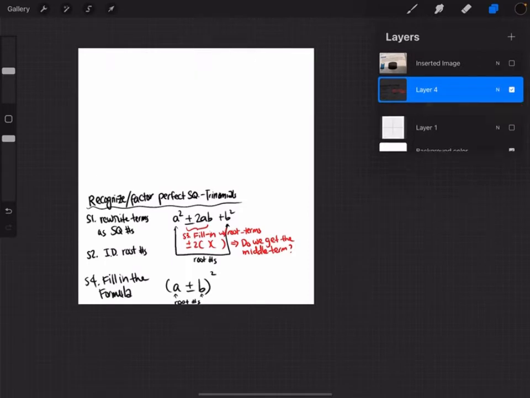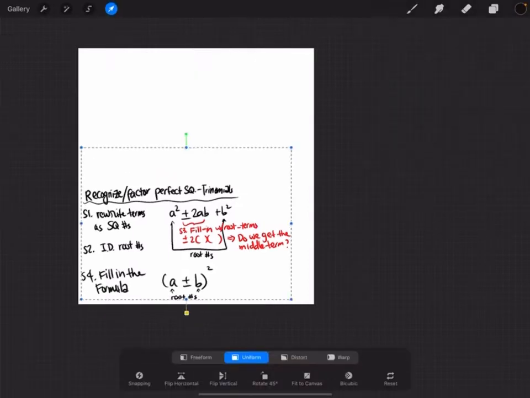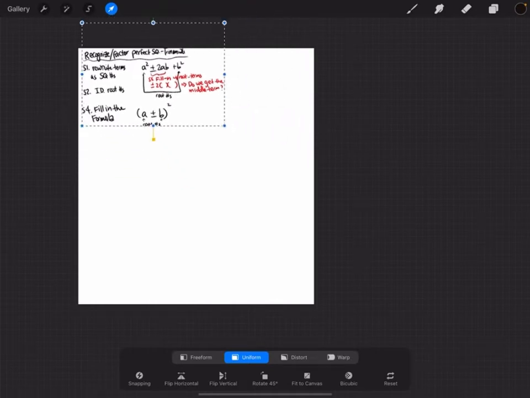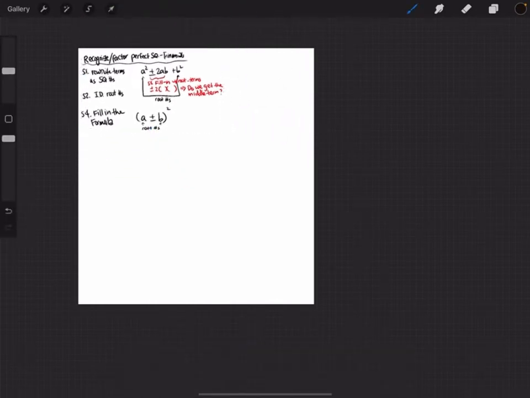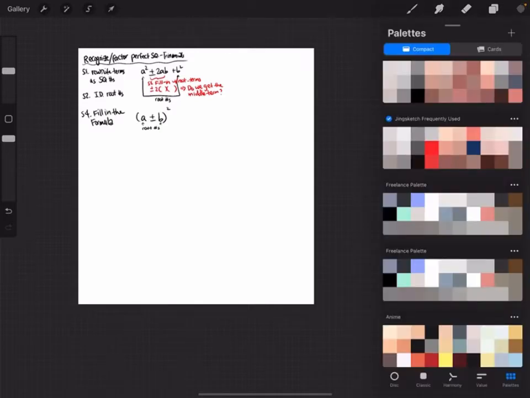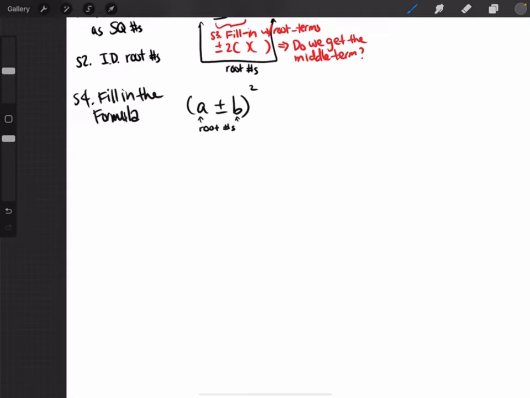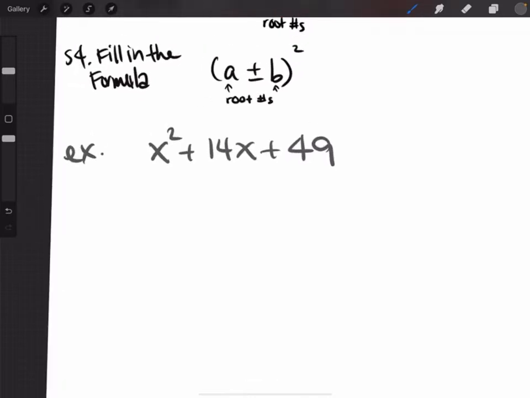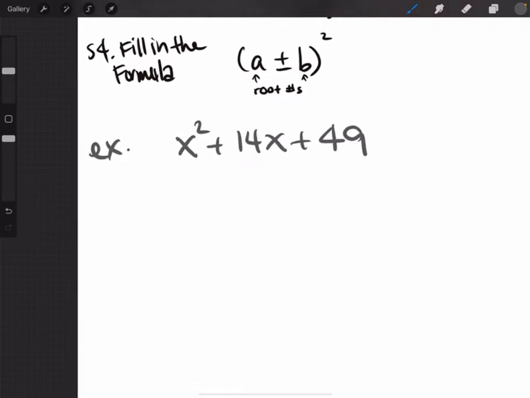Let's delete those and bring this up over here, making it smaller so we can use it for reference. Here's an example: x squared plus 14x plus 49. The question would ask, is this a perfect square trinomial? You need to be able to figure it out and explain it. If yes, factor it. So we have to identify that it is a perfect square trinomial.